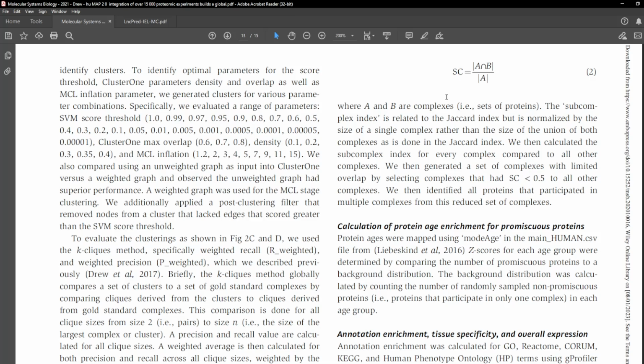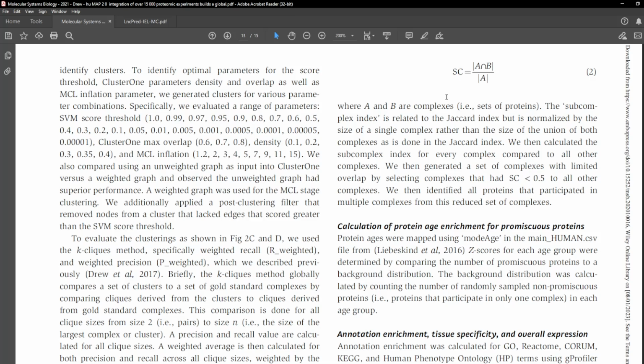Table 2. Selected clusterings parameters. Clustering, confidence score threshold, Cluster 1 density, Cluster 1 overlap, MCL inflation. 1, extremely high: 1.0, 0.4, 0.69. 2, very high: 0.7, 0.4, 0.69. 3, high: 0.5, 0.4, 0.74. 4, medium high: 0.04, 0.4, 0.72. 5, medium: 0.02, 0.10, 0.62.